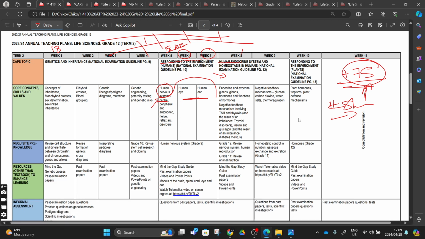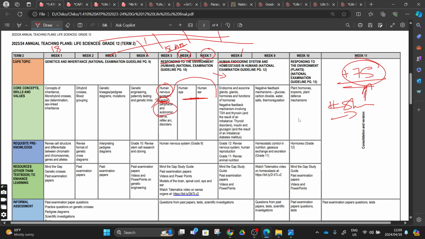Right there you can see we did that when we were doing the central nervous system. We said that this human nervous system of ours is divided into two: we have the central nervous system and we have the peripheral system. If you still remember, we agreed that we are going to do the peripheral and autonomic nervous system on Thursday. Today is Thursday, today is the day we are going to do this.